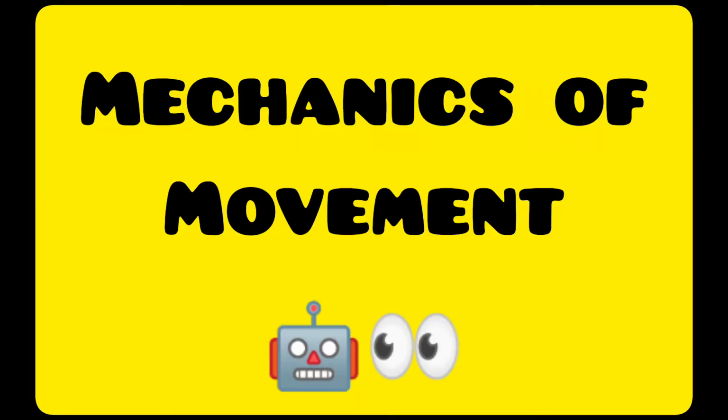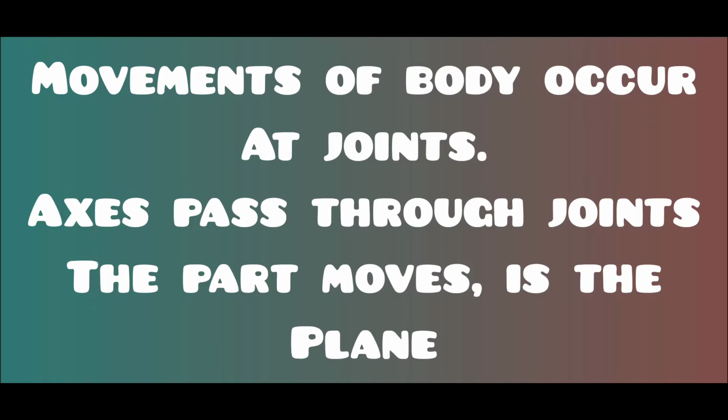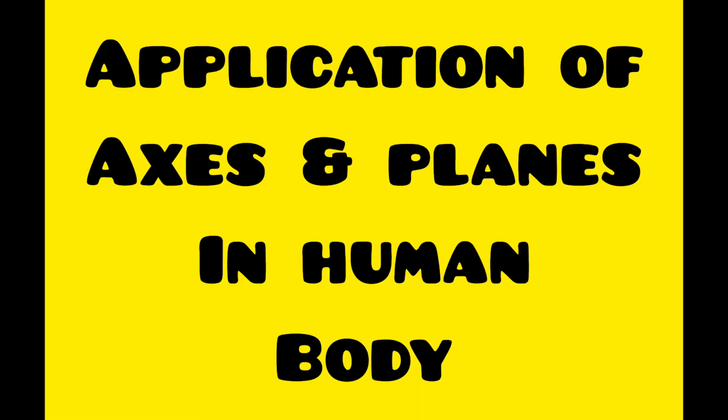Mechanics of movement. Movements of the body occur at the joints. Therefore, axes pass through the joints and the part moved is in the plane which lies at right angle to the axis of the movement. Now, the application of axes and planes in the human body.